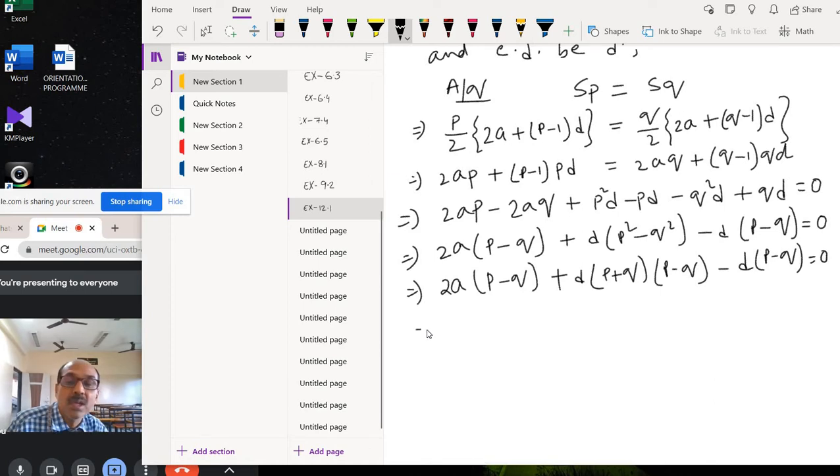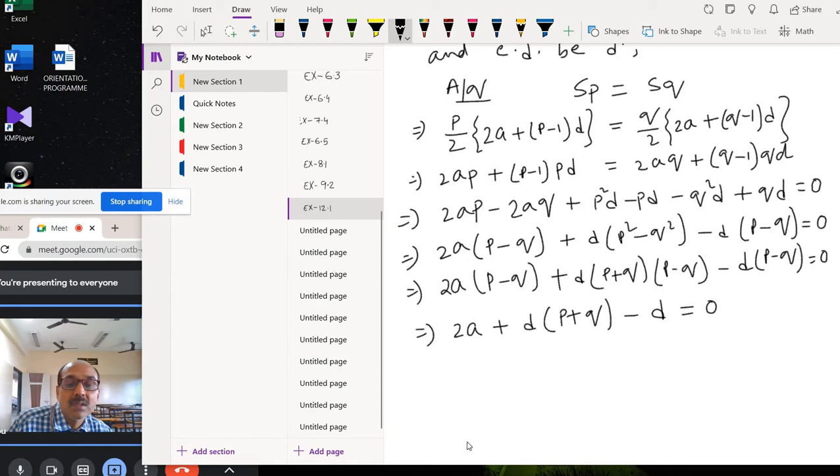So 2a plus d into p plus q minus d is equal to 0. Okay. Then 2a plus d common, p plus q minus 1, equal to 0. Okay, this is equation number 1.